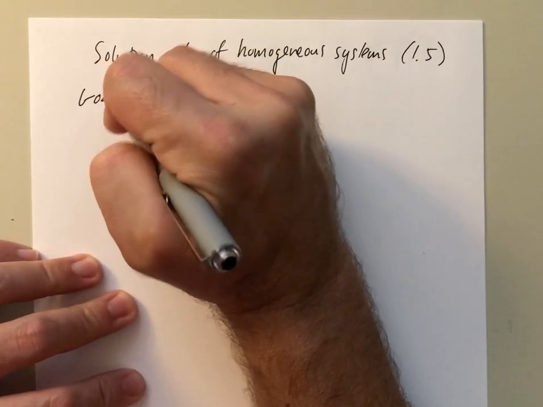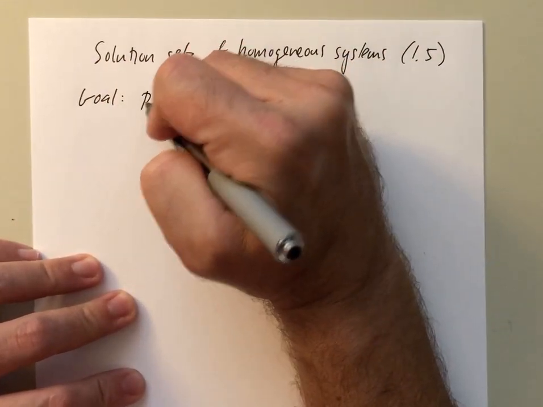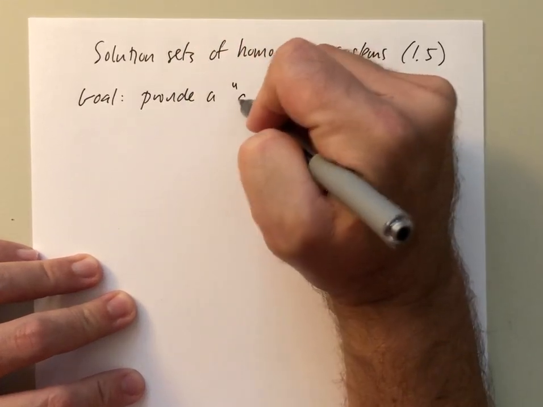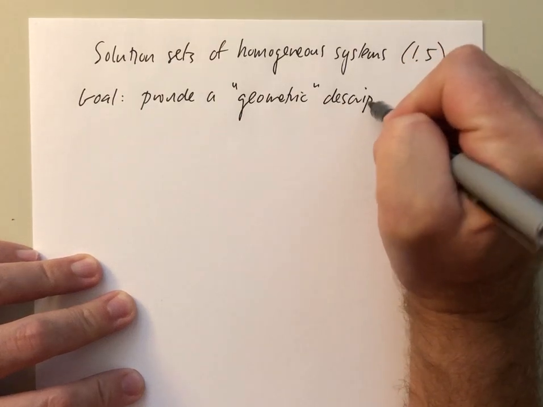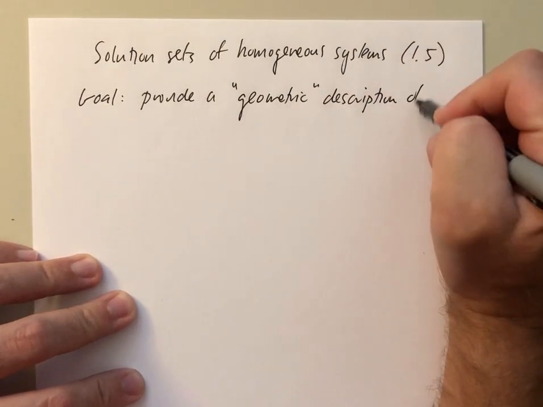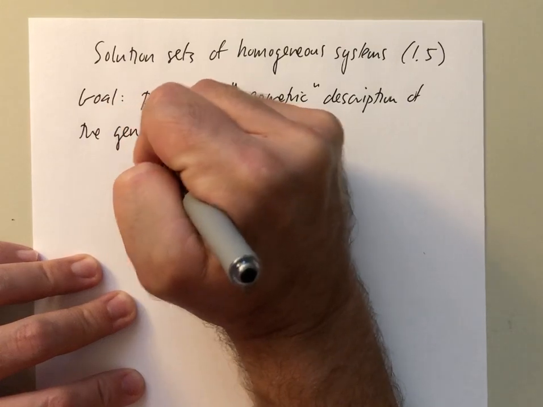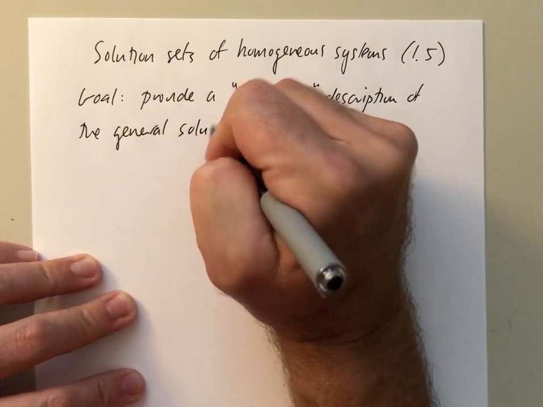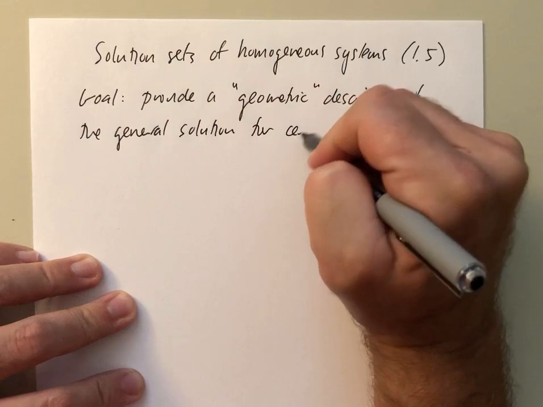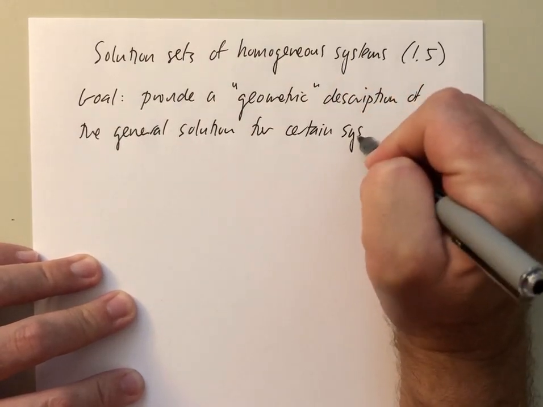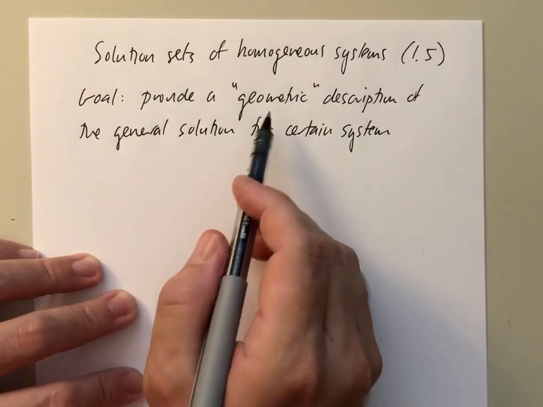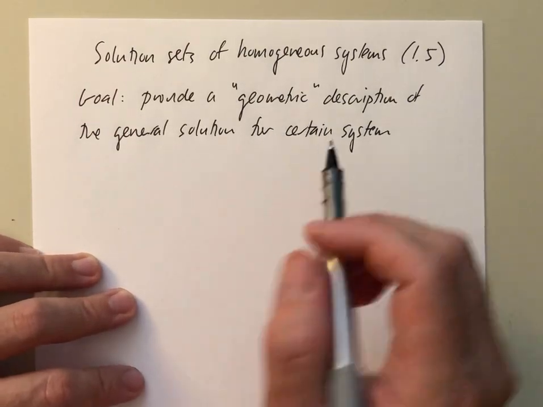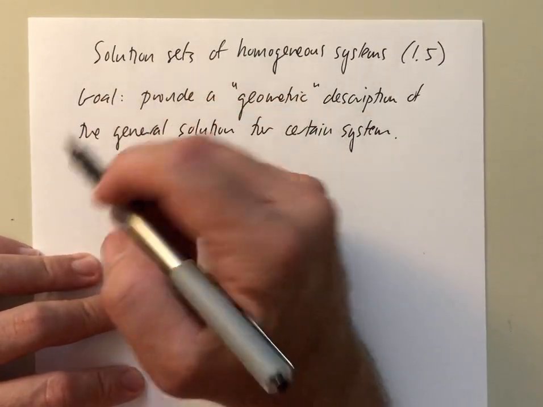So maybe just to start off, the goal for today is to provide a, let's call it, geometric description of the general solution, let's say for certain systems. We've already seen what it means to give the general solution. We want to look for pivots and free variables, and describe the pivot variables in terms of the free ones. Today we're actually going to use vectors to give a geometric description. So let me start with a definition here.